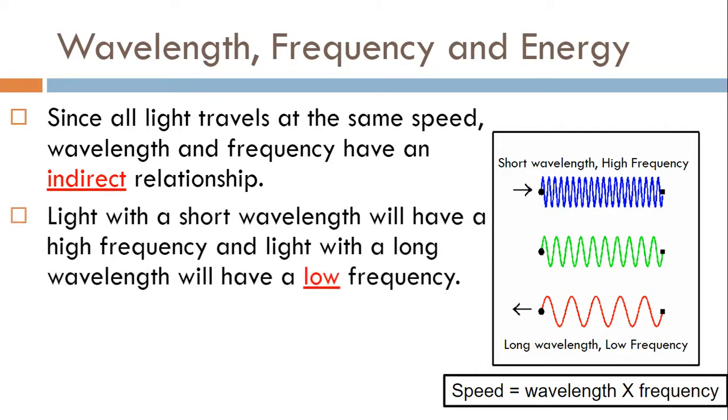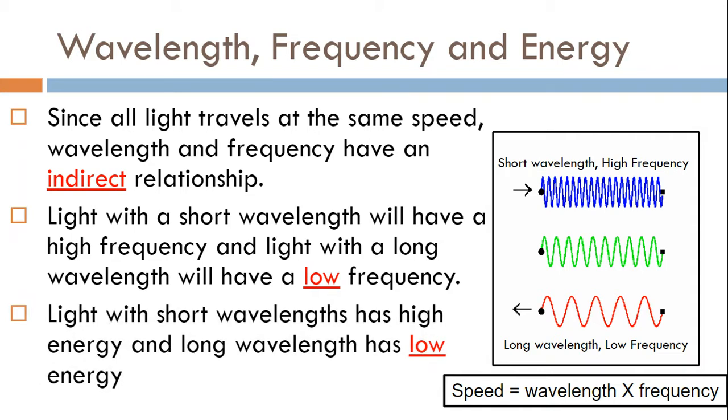Right, let's look at wavelength, frequency, and energy. Learning about wavelength, frequency, and energy will help us to understand a little bit more about how these different waves are plotted onto the electromagnetic spectrum and how these different types of waves are different. Since all light travels at the same speed, the speed of light, the wavelength and frequency have an indirect relationship. Indirect means as one thing goes up, the other thing goes down. So light with a short wavelength will have a high frequency, and light with a long wavelength will have a low frequency. Light with short wavelengths has high energy, and light with long wavelengths has low energy.